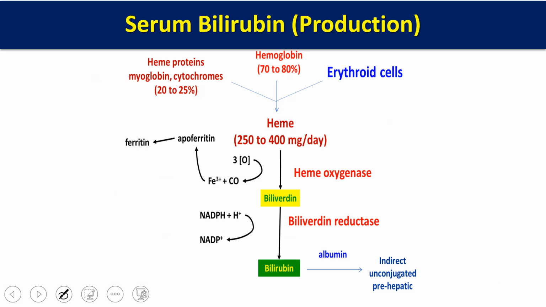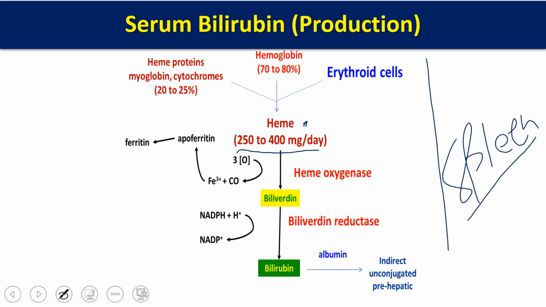Once it is metabolized, we get heme and globin. Globin is further metabolized and gives you amino acids. Here we have heme, which is the iron containing porphyrin ring. Daily, 250 to 400 mg of heme is metabolized. All these processes happen in the spleen, in the spleen macrophagic cells. This heme is converted into biliverdin by an enzyme called heme oxygenase.